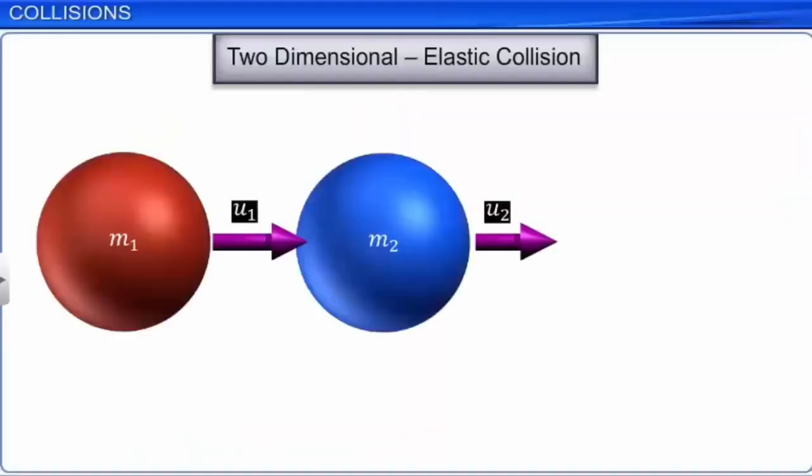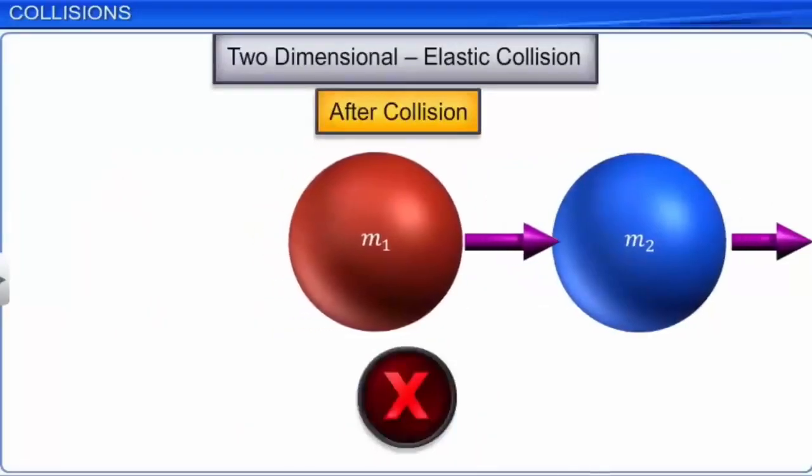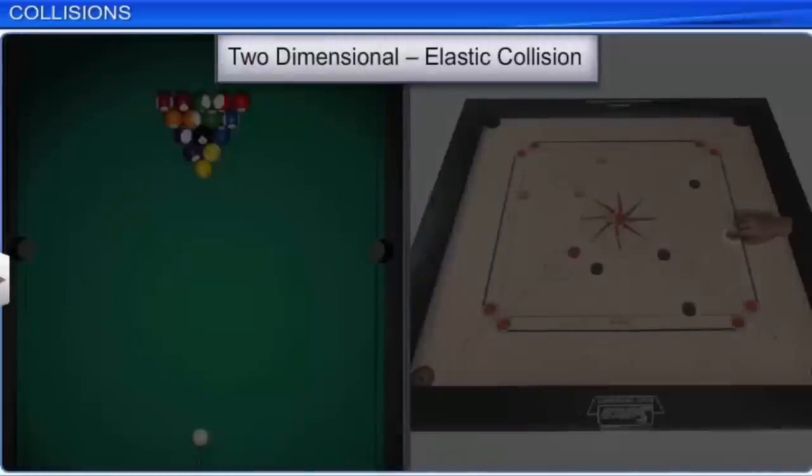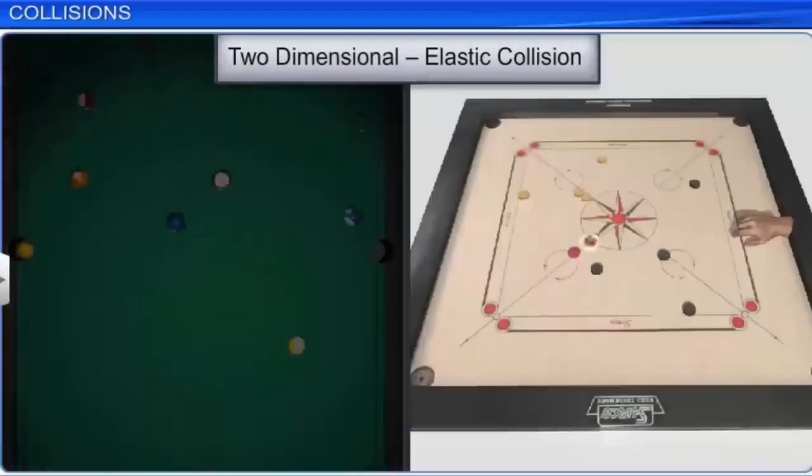In a real-life situation, we do not encounter collisions where bodies before and after colliding move along the same straight path. They collide in 2 dimensions, as usually observed in a game of billiards or carom.